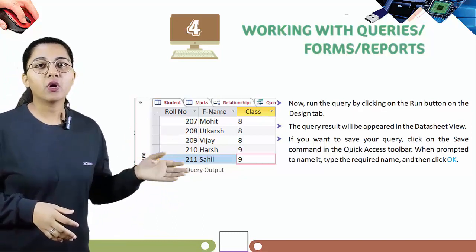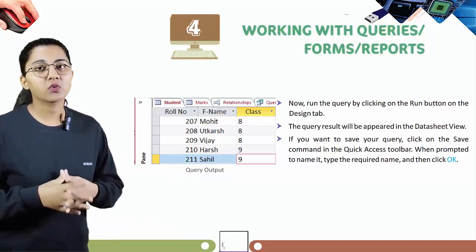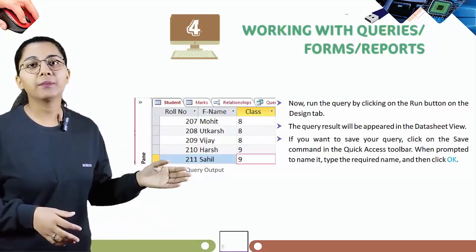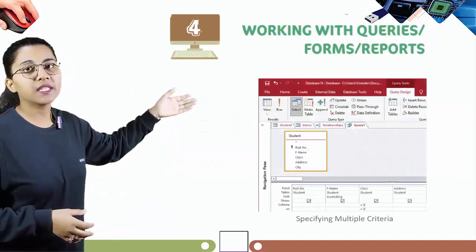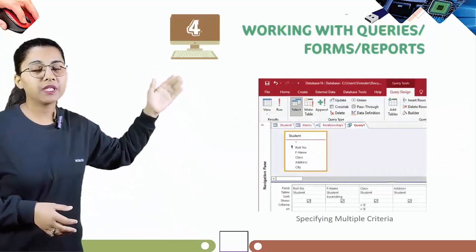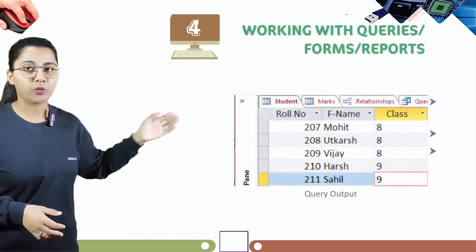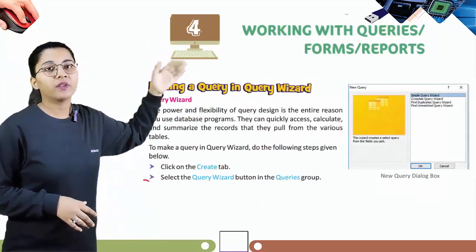Next, if you want to save your query, click on the Save command in the Quick Access Toolbar. When prompted to name it, type the required name and then click OK. So students, here you can see the interface of specifying multiple criteria, and here you can see the interface of query output. Now our next topic is making a query in Query Wizard.